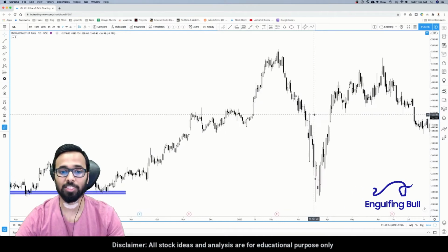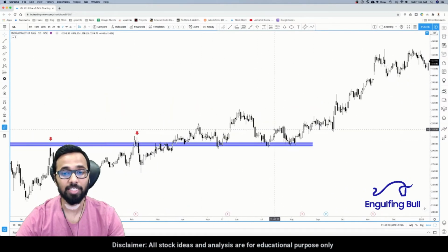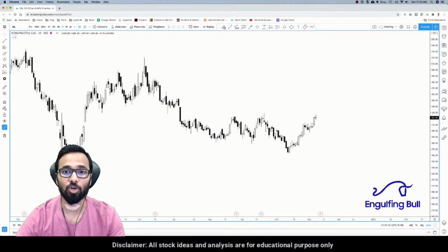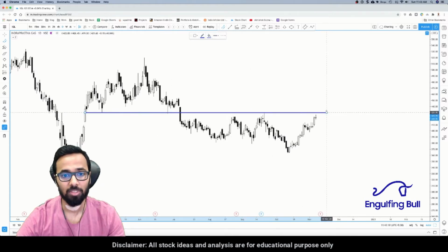So I've shown you how IGL worked here. And similarly, in the current situation, we're going to draw a similar setup here where I have a prior support.